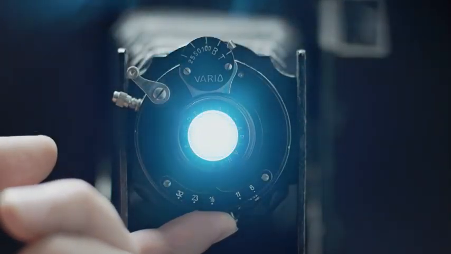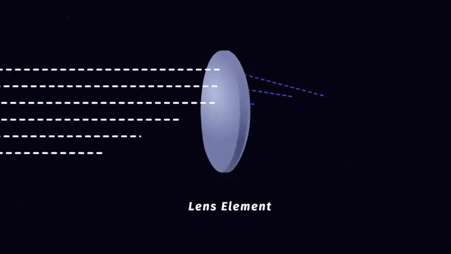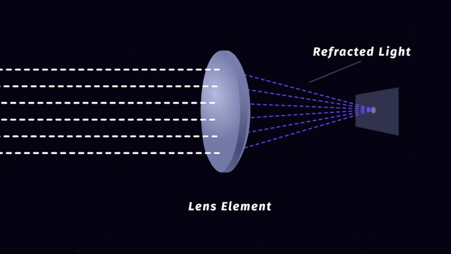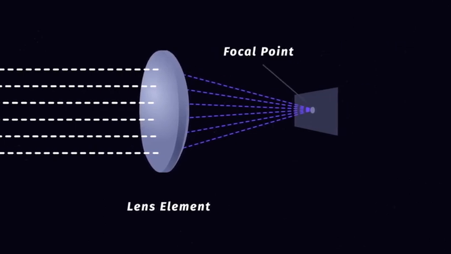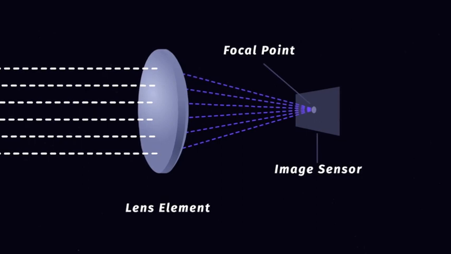Light passes into the lens and through different glass shapes called lens elements. These elements slightly bend or refract the light, so it lands on a focal point on an image sensor. This is where a picture is created.